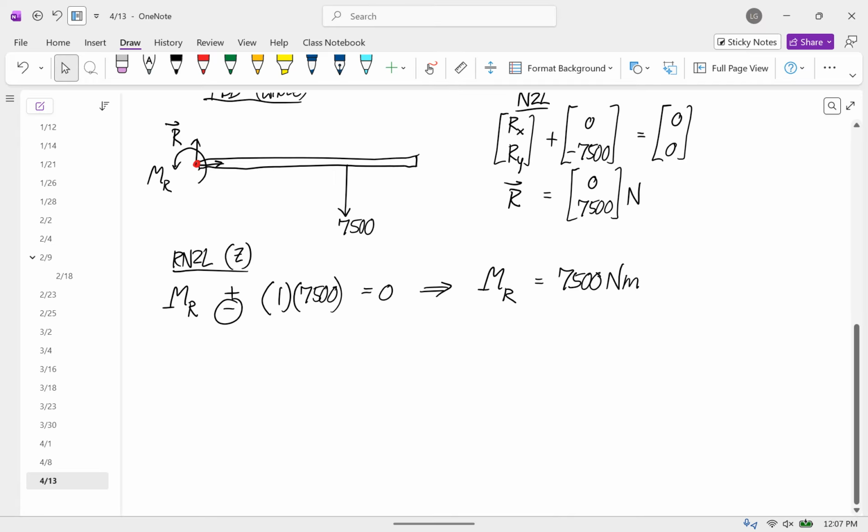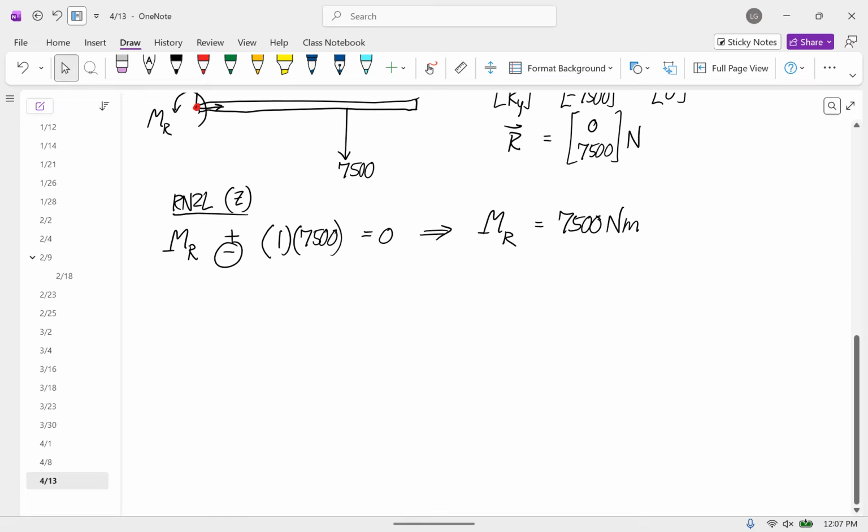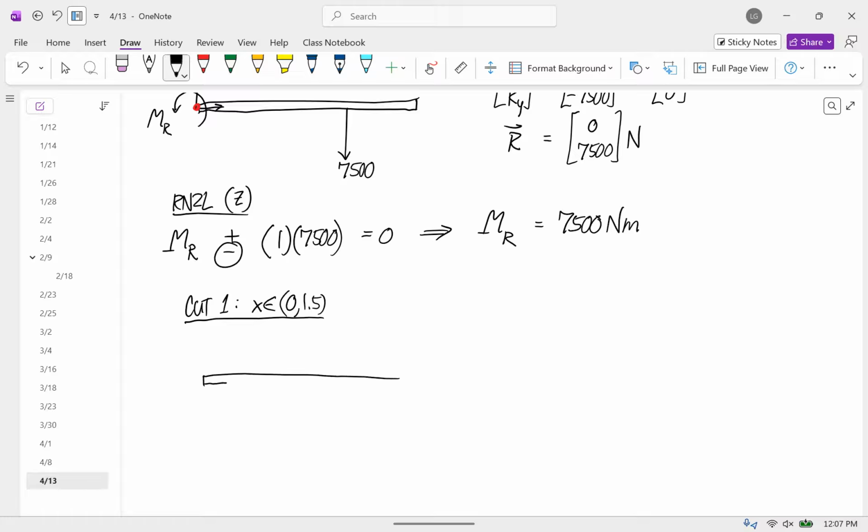Now we can calculate the internal loads. How many cuts do we need for this? Just one, that's right. So this cut represents everything from 0 to 1.5. And I guess I didn't really make that look like a cut. We're not going to go all the way.